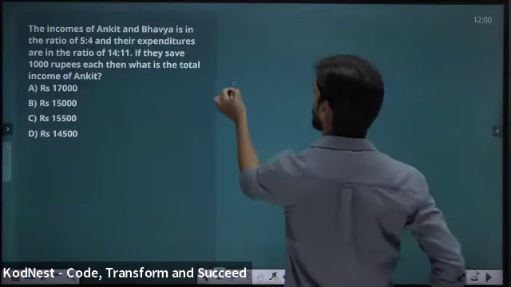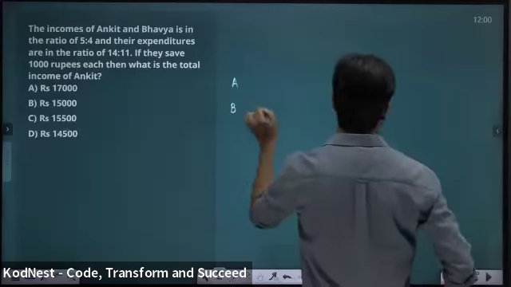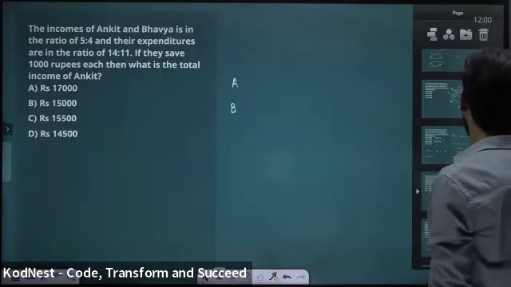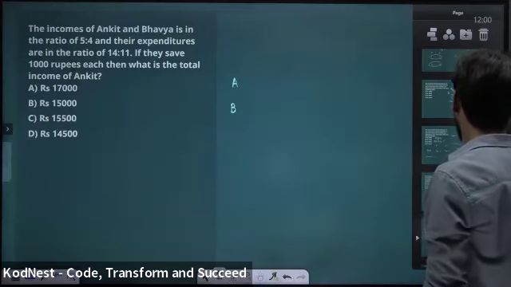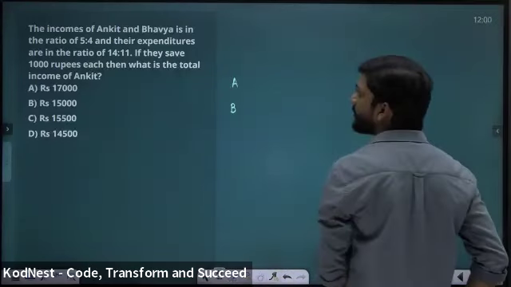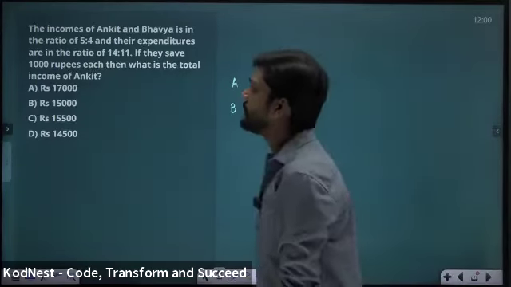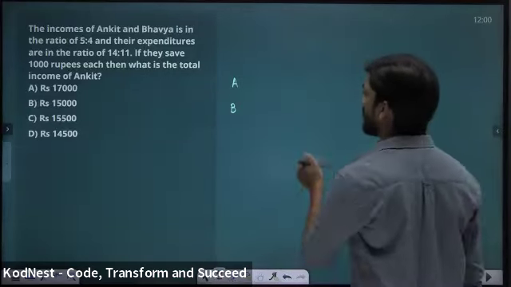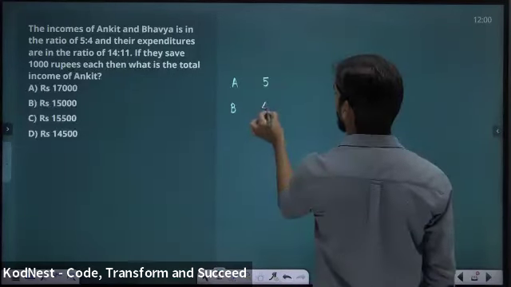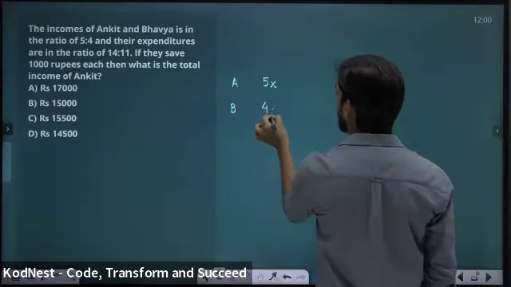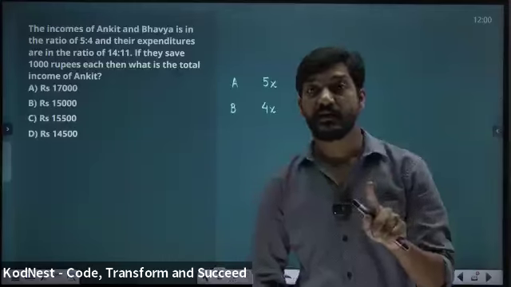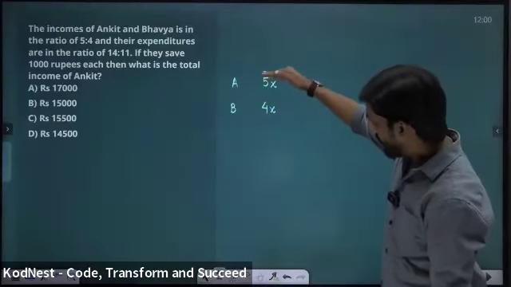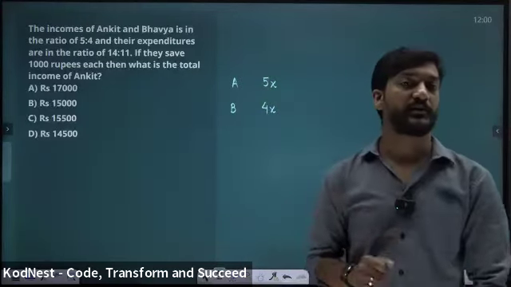All right. So two persons are there, A and B. What is the salary ratio? 5:4. So can I say the salaries are 5x and 4x? Carefully answer. I want to write fractions. That's why I'm writing vertically this way.